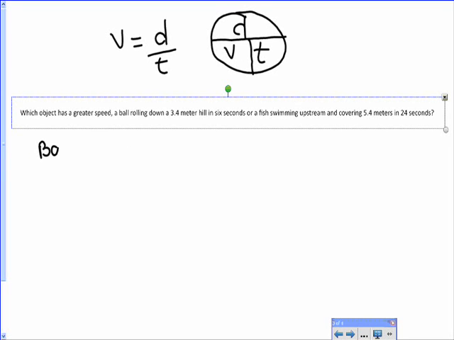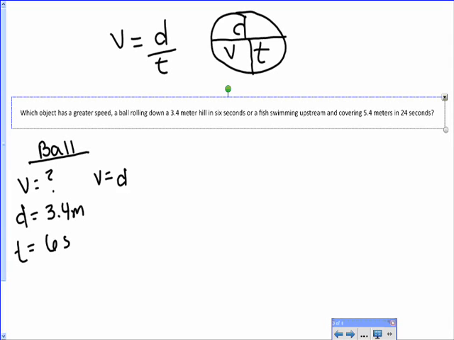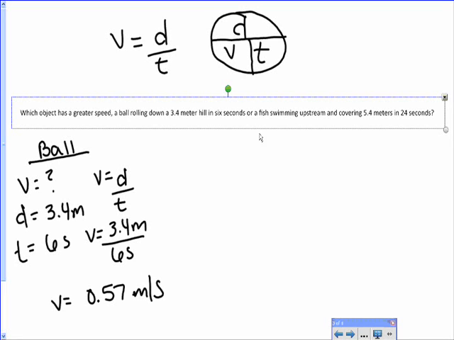So let's go ahead and do the ball rolling over here. And let's do our V equals, D equals, T equals. And it says a ball rolling 3.4 meters in 6 seconds. And so we're obviously looking for the speed. And let's go ahead and calculate that. V equals D over T. Fill in our numbers. 3.4 meters divided by 6 seconds. And once you put that in your calculator, you're going to realize that the speed of the ball rolling is 0.57 meters per second.